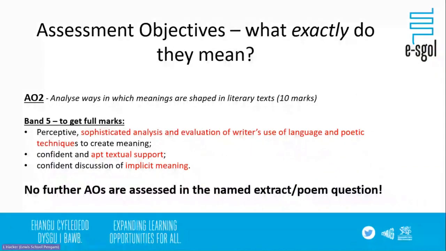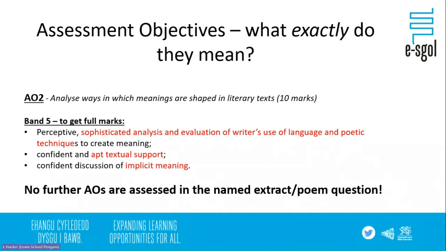Assessment objective 2 then, out of 10 marks, is your ability to analyse ways in which meanings are shaped in literary texts. So this is the exploration of the language, form and structure of the particular poem or extract. And our band 5 descriptors then: perceptive, sophisticated analysis and evaluation of the writer's use of language and poetic techniques to create meaning, confident and apt textual support, and confident discussion of implicit meaning.